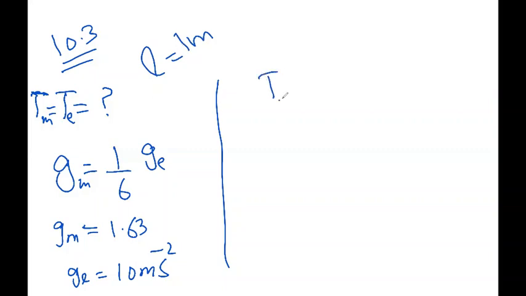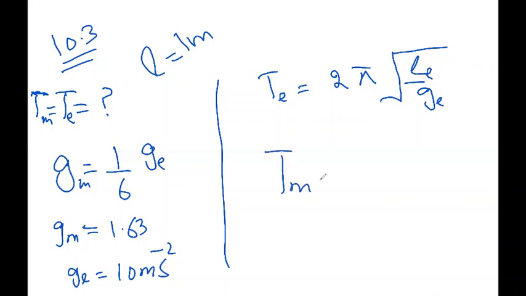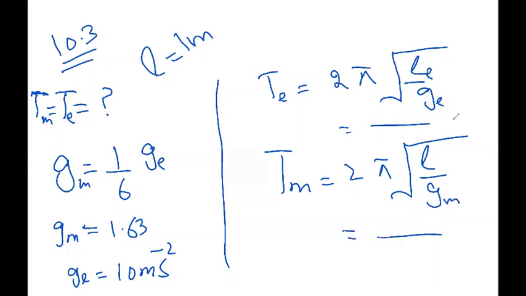T, the time period on Earth's surface, is equal to 2 pi under root L by ge. Length remains the same for both objects. And the time period on the Moon's surface is equal to 2 pi under root L divided by gm. Put the values, you will get the time period.